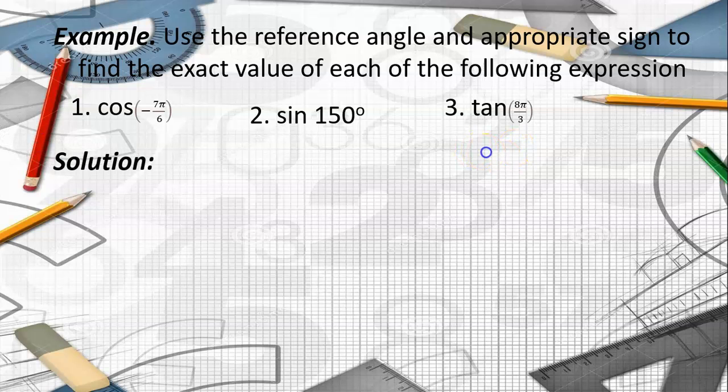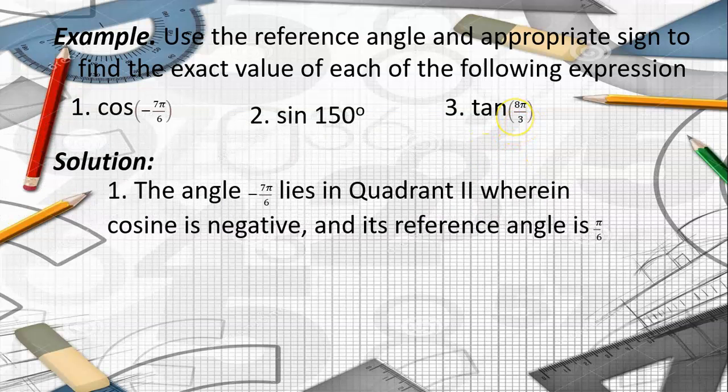So, for our solution for number 1, the angle negative 7 pi over 6 lies in quadrant 2, where cosine is negative and its reference angle is pi over 6. So, cosine of negative 7 pi over 6 is equal to negative cosine of pi over 6, which is, ang exact value niya po ay negative square root of 3 over 2.